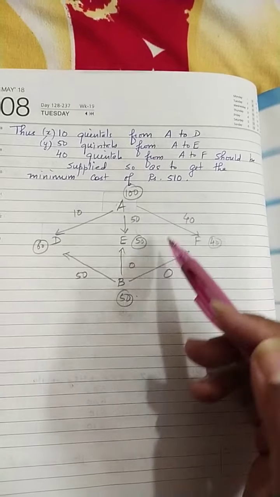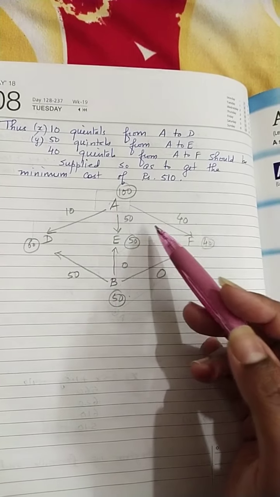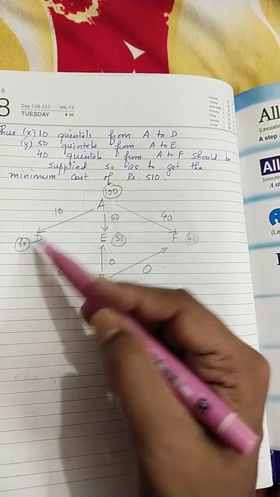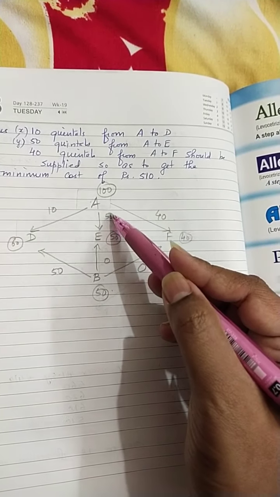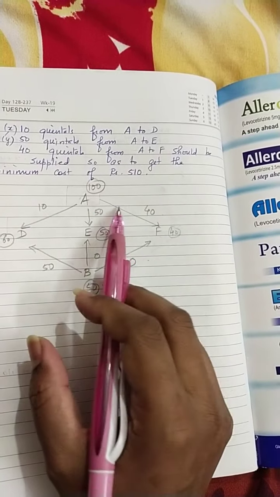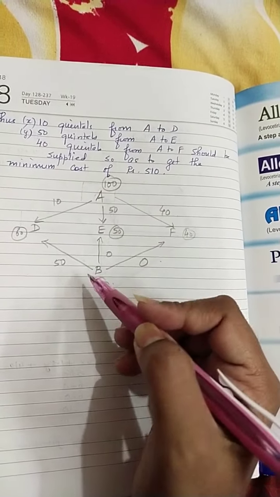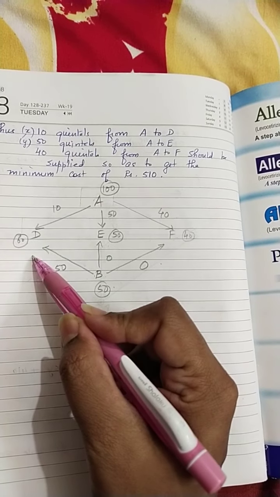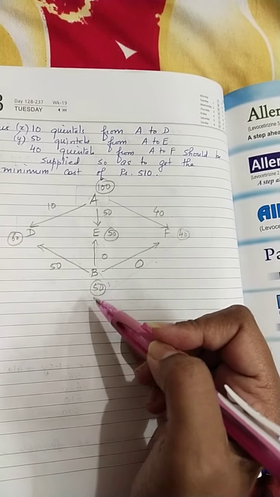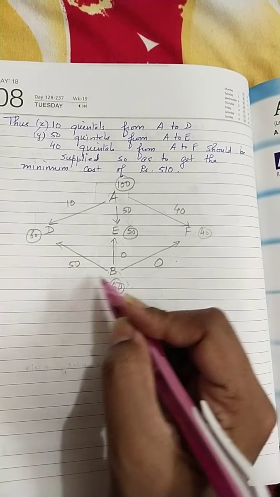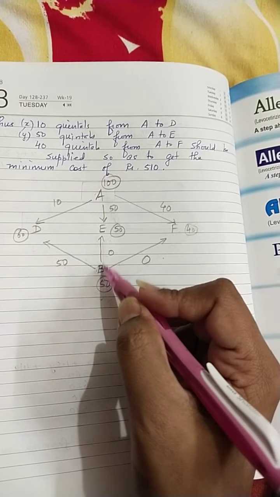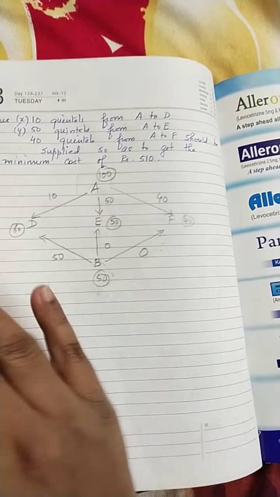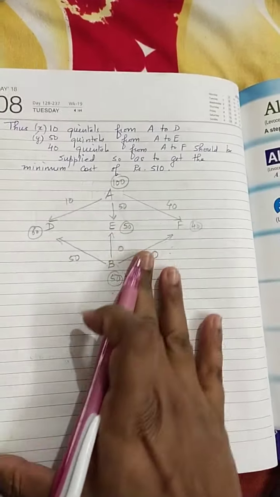Again, the diagrammatic representation: finally, A will give 10 to D, A to E it will give 50, and A to F it will give 40. Therefore B will give, because it has already received 10 from A, so what is left is B. B will give the entire 50. It was already having the capacity of 50, so that 50 will be given to D. Thereafter it doesn't have any other quintals to send to E and F, therefore E and F will become 0. So that is what the question is about.